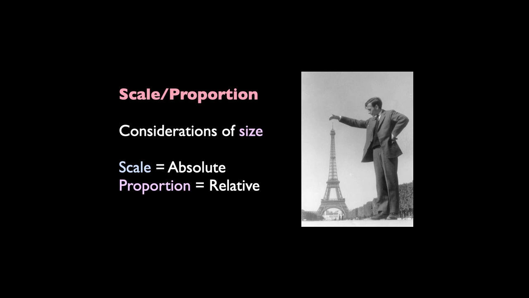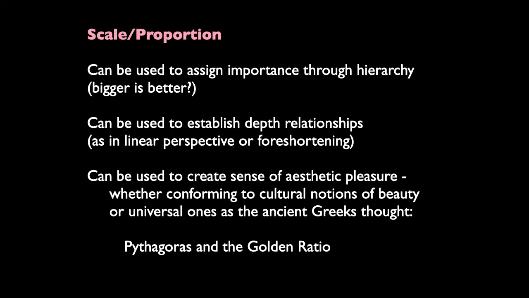Next is scale and proportion. Both of these have to do with size. When you're talking about scale, you're talking about size as an absolute. When you're talking about proportion, it's talking about size relative to other things. By manipulating scale and proportion in a composition, an artist can assign importance through hierarchy. Bigger is better.